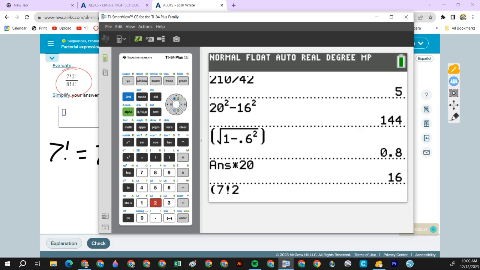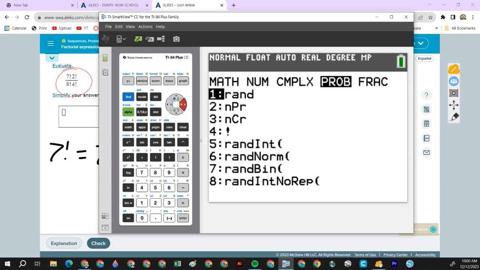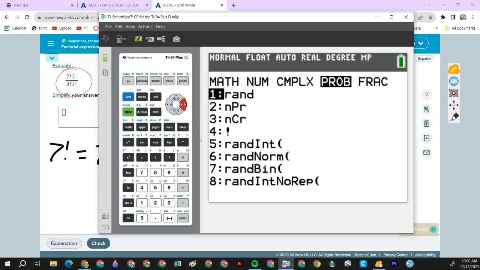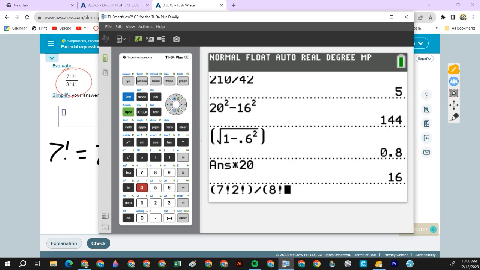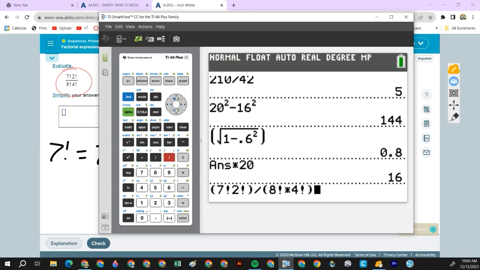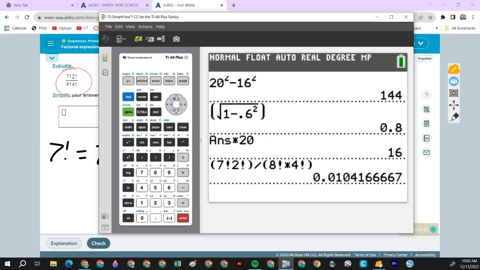So 7 factorial times 2 factorial divided by 8 factorial times 4 factorial. And it's going to spit out that number. Now, there is another way to do it.